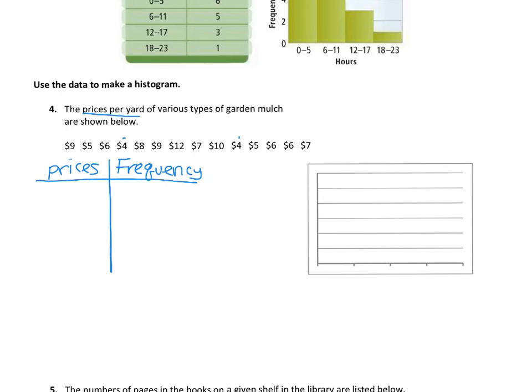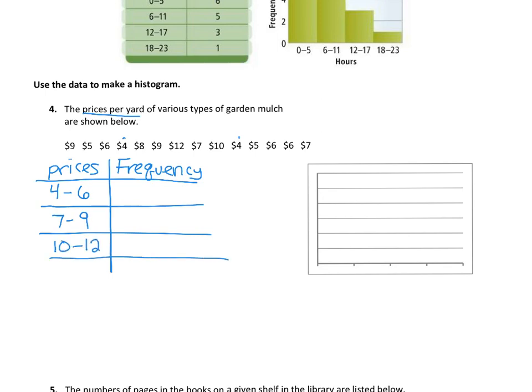So I'm going to do kind of a similar interval. I'm going to do 2 apart. So $4 to $6, $7 to $9, $10 to $12. And you can really have as many intervals as you want. If you see our graph, it really has like 1, 2, 3, 4 spaces on the x-axis, but I could have also divided that up to make more. But I'm going to have 3 intervals because that seems to make sense for my situation.